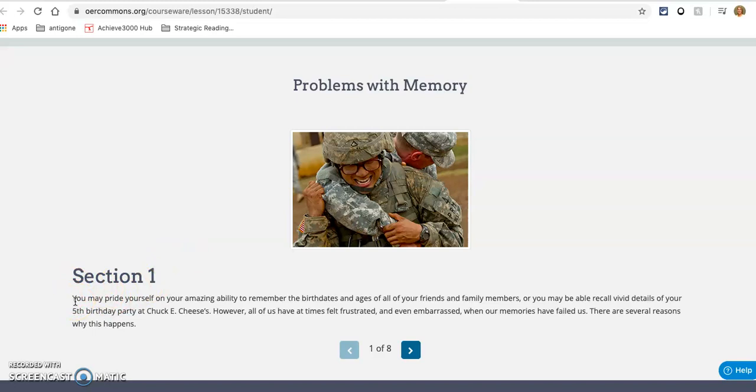Then we see section 1, and here is an intro, and we're going to go ahead and read that to maybe activate some additional prior knowledge. So it says, you may pride yourself on your amazing ability to remember the birth dates and ages of all your friends and family members, or you may be able to recall vivid details of your 5th birthday party at Chuck E. Cheese's. However, all of us have at times felt frustrated and even embarrassed when our memories have failed us. There are several reasons why this has happened. And there were some perfect connections to prior knowledge. If you are the one who can remember phone numbers, birth dates, etc., that might be you, and that frustration might also be you.